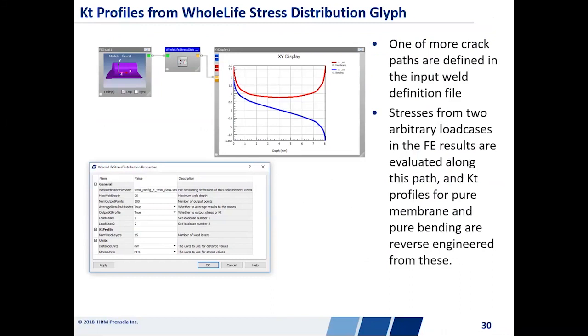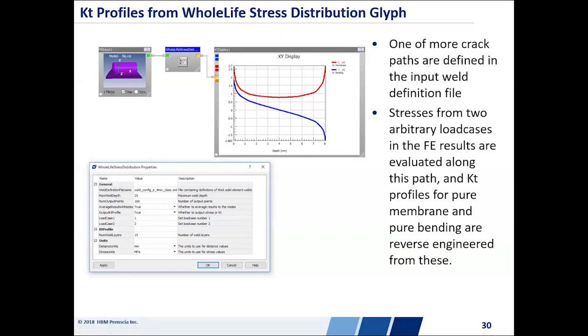And that could be used directly as it is if I have a part where I can very easily go in and load it to generate a stress state at this location, this pure membrane, a second stress state, this pure bending. That's not always the case with our parts. So there is actually a second portion of this glyph that allows us to give it just two arbitrary load cases. So I bring in a detailed model of the path through the structure.